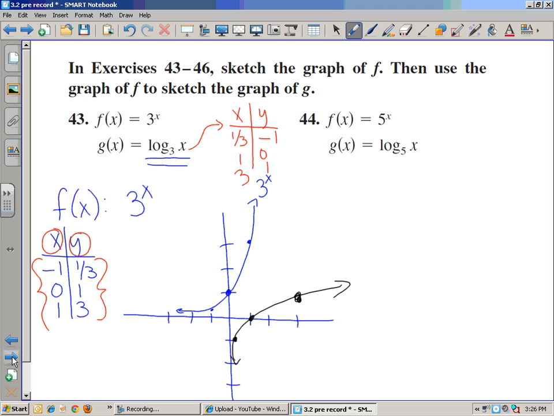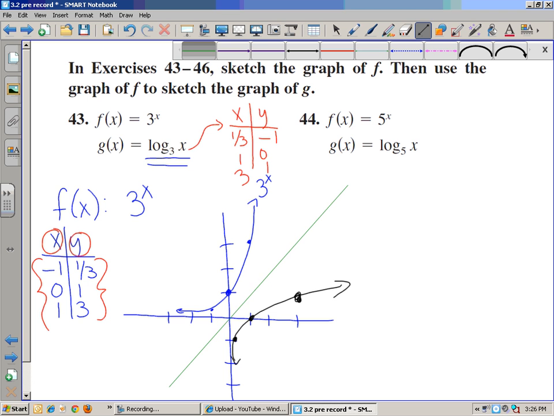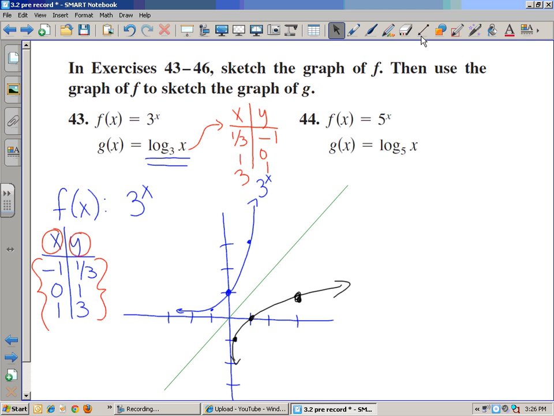Now, one of the things your book will point out is that inverses are reflections over the y equals x line. So I should be able to take this dot and mirror it. There it is. I should be able to take this dot, which was at 1, 0, and I should see its mirror, 0, 1. So that's what you're doing on 43 through 46. We're just mirroring the option. Now you try 44, and we'll discuss that in class. Next slide.